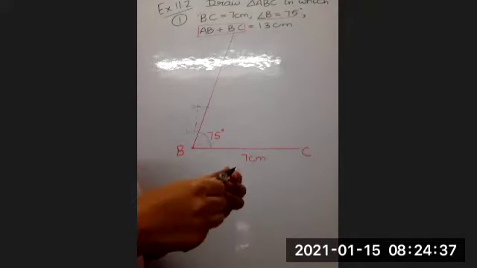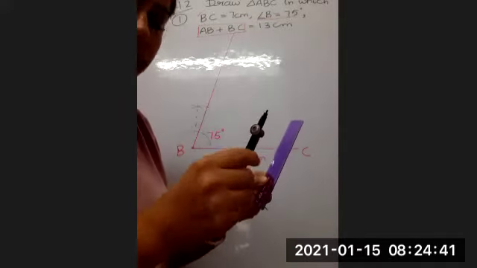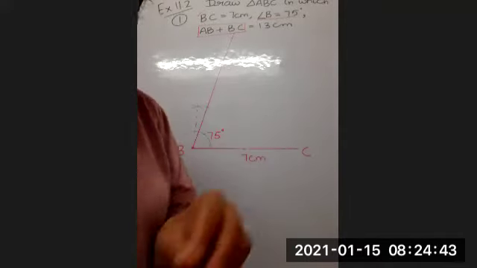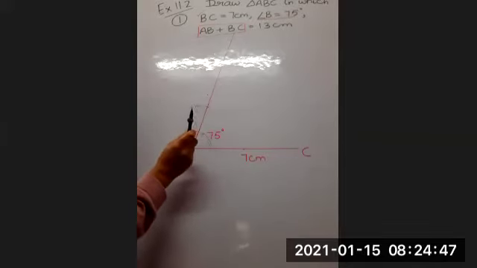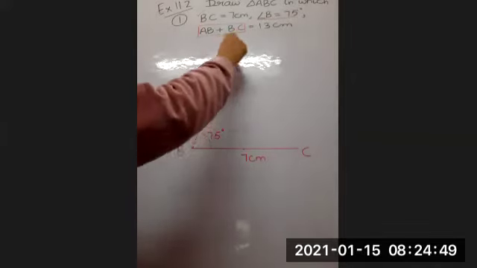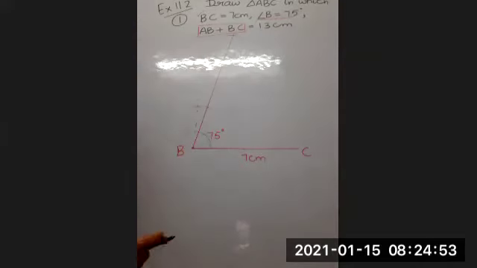You have to select 13 centimeter on your scale. You know how to select 13 centimeter? Yes, ma'am. Put your needle at B, needle of the compass, and wherever this intersects, suppose it intersects here, 13 centimeter. You write 13 centimeter here.